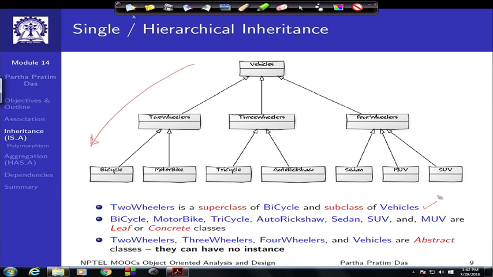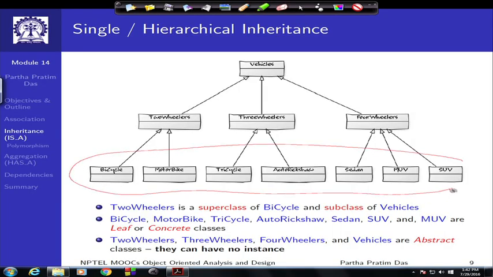And in this, some more terminology that you should be comfortable with: all these classes, the set of classes, are known as leaf classes or concrete classes, in the sense that these classes do not have any further specialization. Certainly, these classes exist because there are objects that will exist for these classes.